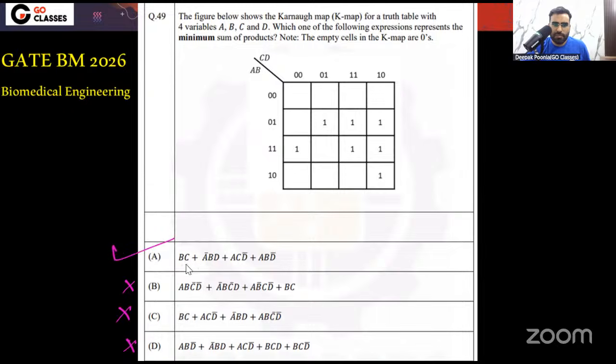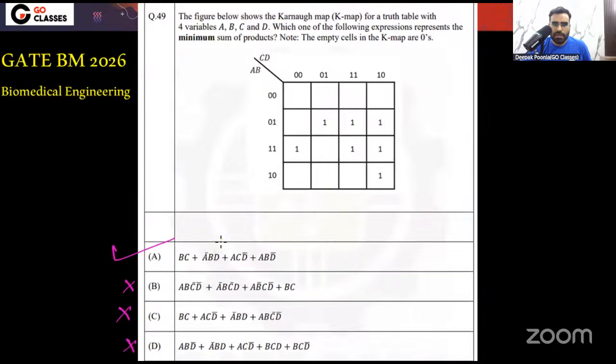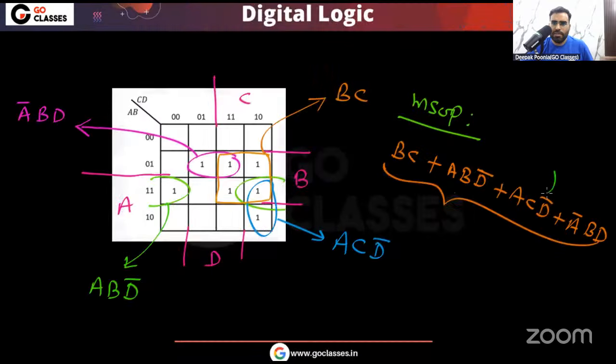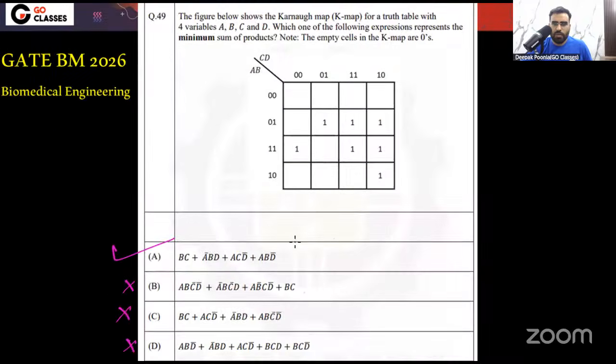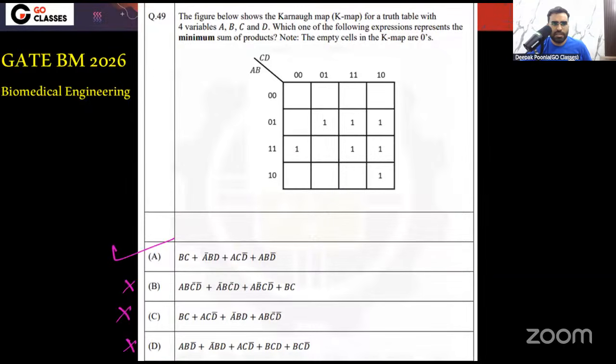You can check: BC or A bar B D, BC or A bar B D, or A C D bar. We have here A C D bar, or we have A B D bar. Okay, so very simple. So I can say that the answer will be option A.